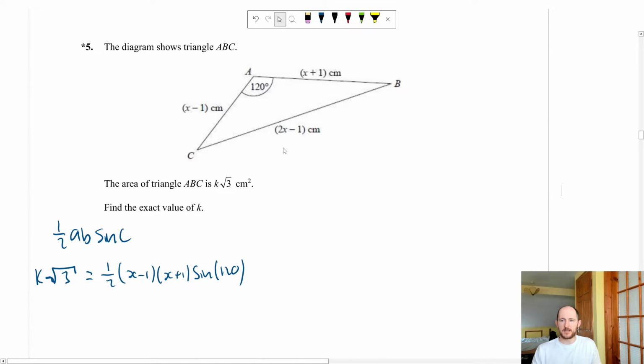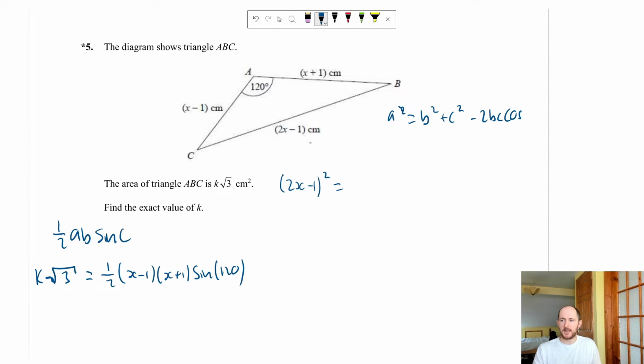So cosine rule would be 2x minus 1 squared. Remember, it's a squared equals, in fact, let me write out the equation as well, just to make it a little bit easier for you guys. The only letters that actually matter in this whole equation right here are the lowercase a and the capital A. B and C, it doesn't matter what they are. But you want the angle, capital A, to be opposite lowercase a. Other than that, it really doesn't make a difference.